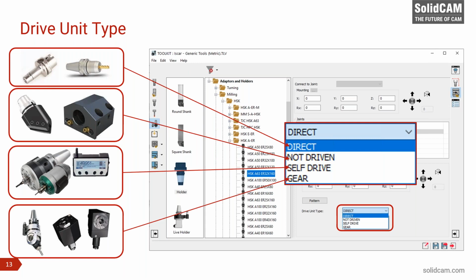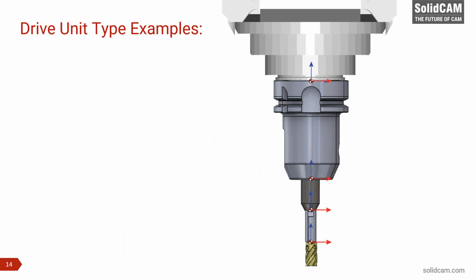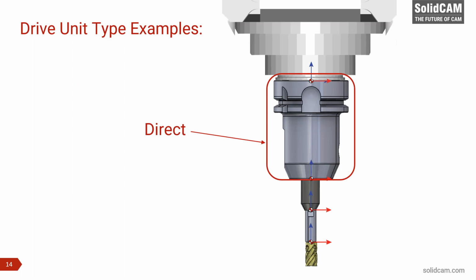I've seen that for most of the holders, defining the not driven and self drive was never a problem, but understanding how the direct and gear work, I'm going to clarify right now. So let's start with a direct. In my first webinar, I used this example with an HSK holder, a few extension shanks and the shank itself, and the tool itself. In this holder example, we have to define the drive unit as a direct because it is directly connected to the station drive unit defined in the VMID.